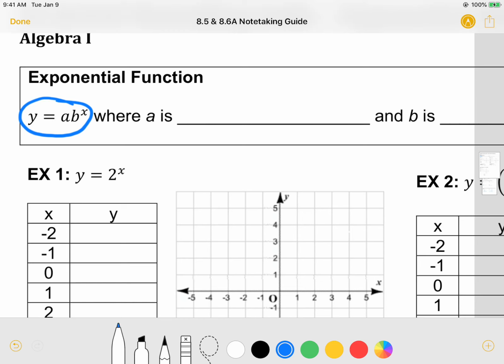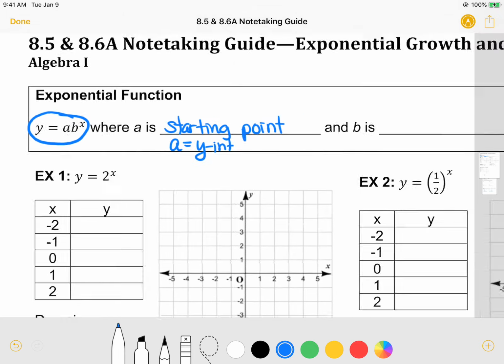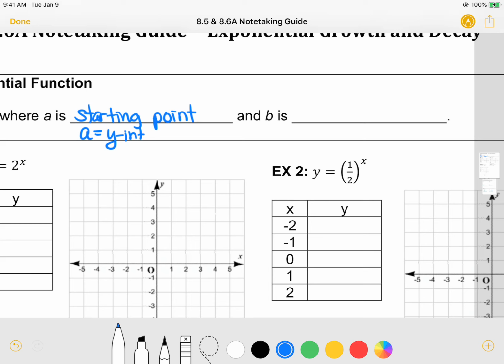So A is going to be what we call our starting point. Okay, and that also just so happens to be the y-intercept of the graph. So A is where the graph will cross the y-axis. So A equals the y-intercept. Okay, now B is what we call the constant multiplier.